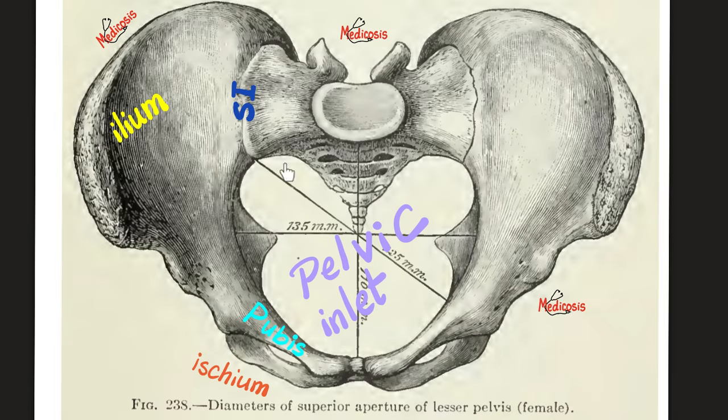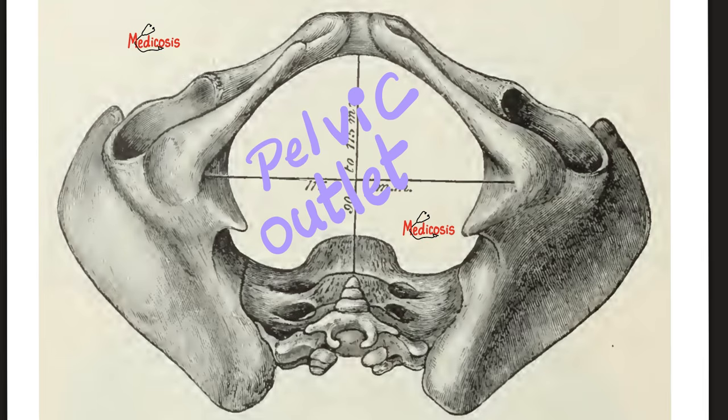All of this was the pelvis as seen from above. But look at this. This is the pelvis as seen from below. This is anterior, this is posterior. Here's the symphysis pubis, and here's the sacrum. Between the sacrum and the ilium, you have the sacroiliac joints.